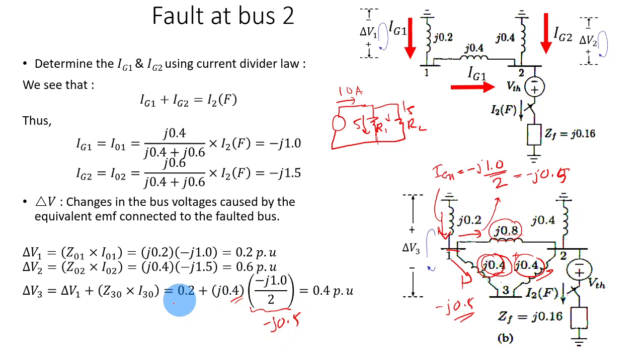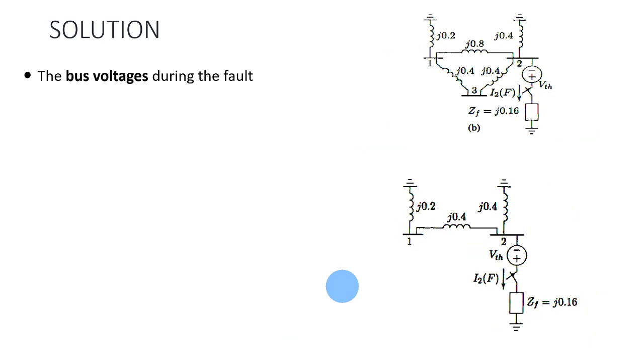Then if you combine them together, the voltage drop between this branch here plus the voltage drop between this branch here, you get the total voltage drop from ground all the way to bus number 3. You add up together and the voltage drop is 0.4 per unit. So this is basically just a simple circuit analysis. All right. Okay, so the bus voltage during the fault.